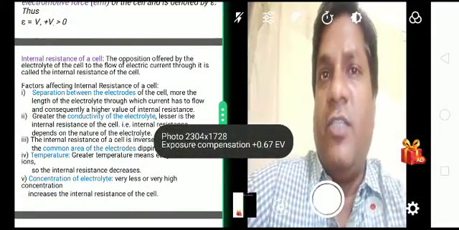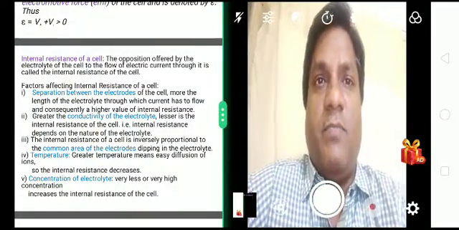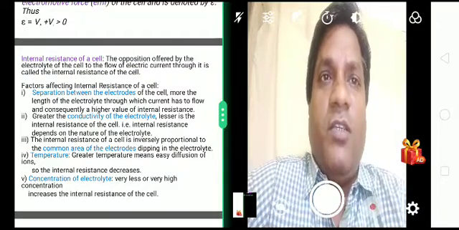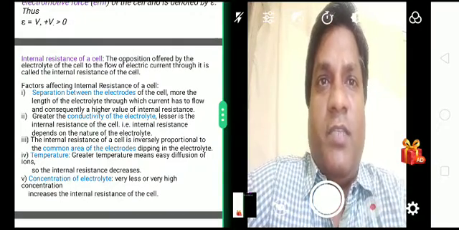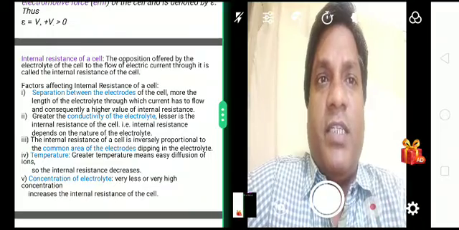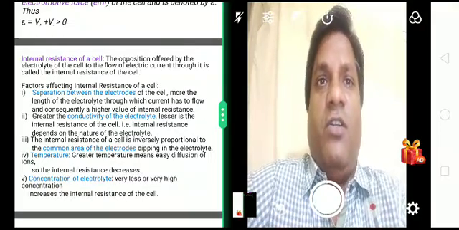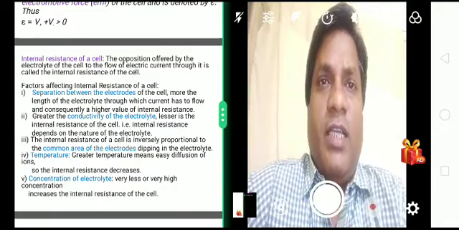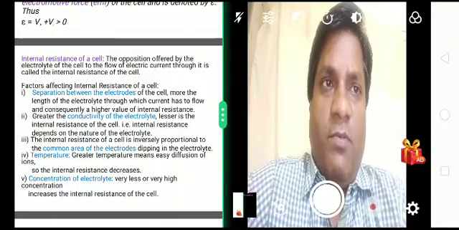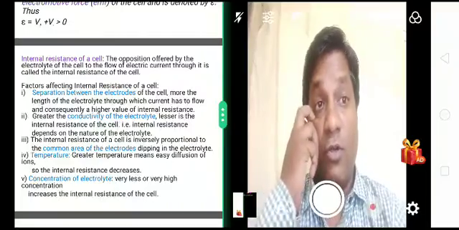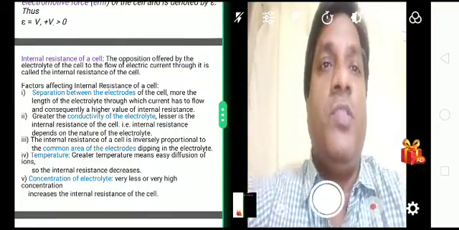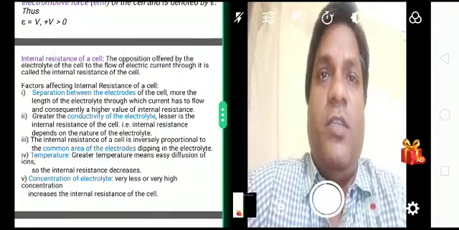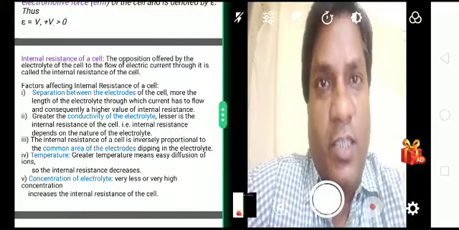Now come to the second term, the internal resistance of a cell. The opposition offered by the electrolyte of the cell to the flow of electric current through it is called the internal resistance. So just like a conductor which opposes the current flow through it, the electrolyte also offers some opposition to the flow of current through it. This opposition is called internal resistance.